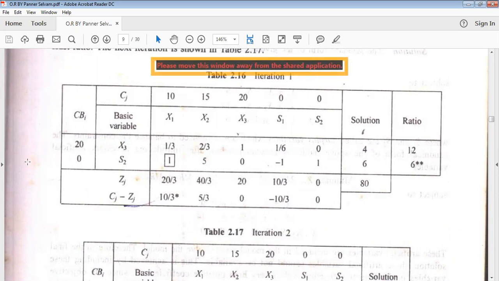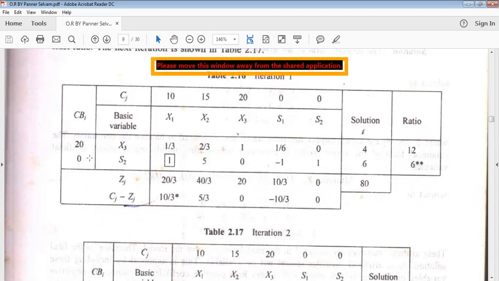Here you have to write: new row 1 is equal to old row 1 divided by 6. Old row 1 divided by 6, automatically you are going to get this, because you have to get 1. And new row 2 is equal to old row 2 minus 6 into this new row 1. Minus 6 into plus 1, and automatically it will become 0. This new row 2 will come in this fashion.